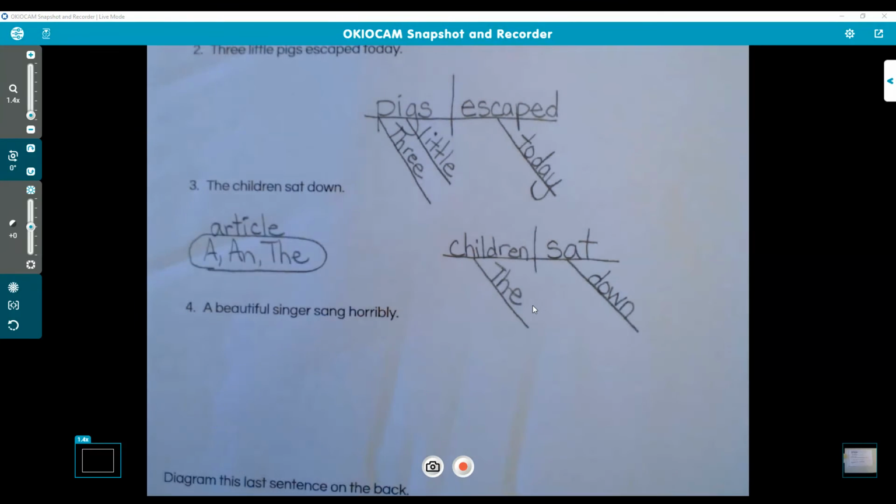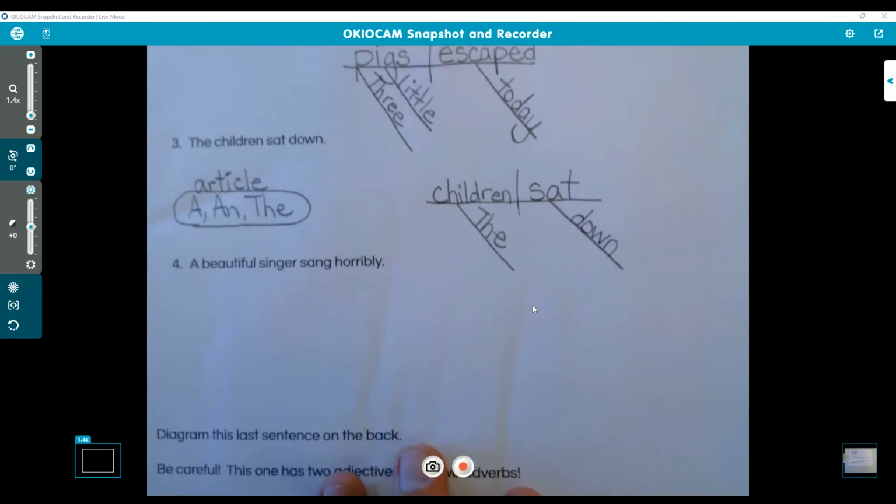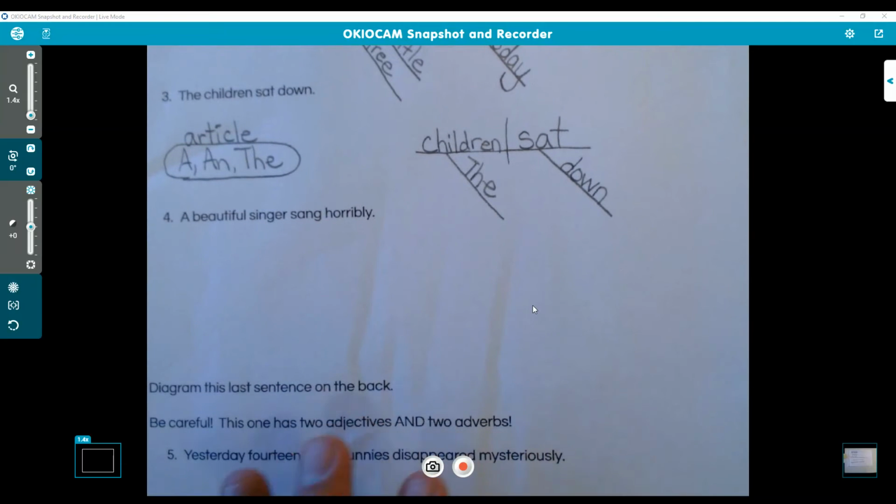All right, we are up to number 4 already. Scholars, number 4, a beautiful singer sang horribly. Press pause, diagram that sentence.